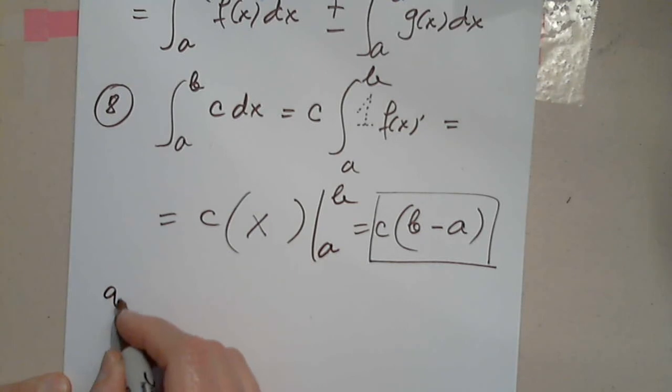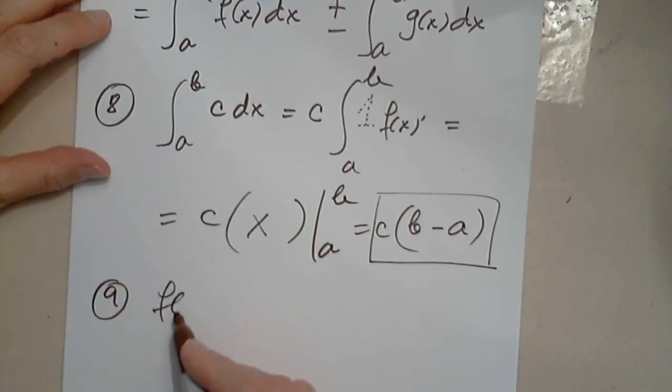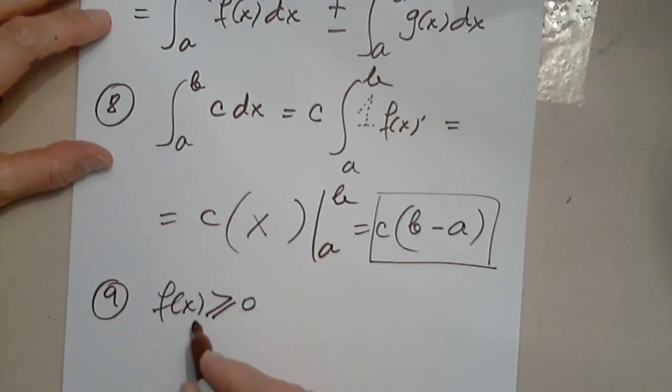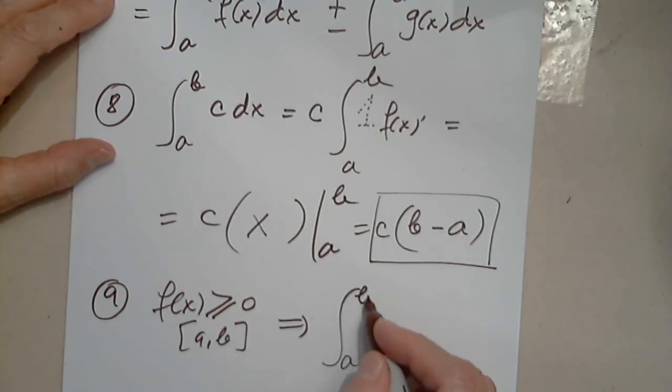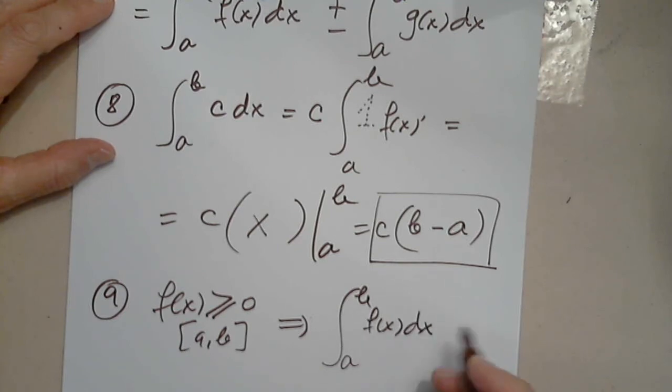Okay, property 9. If a function is always positive on the interval a comma b, what do you think about the integral from a to b of f of x dx?